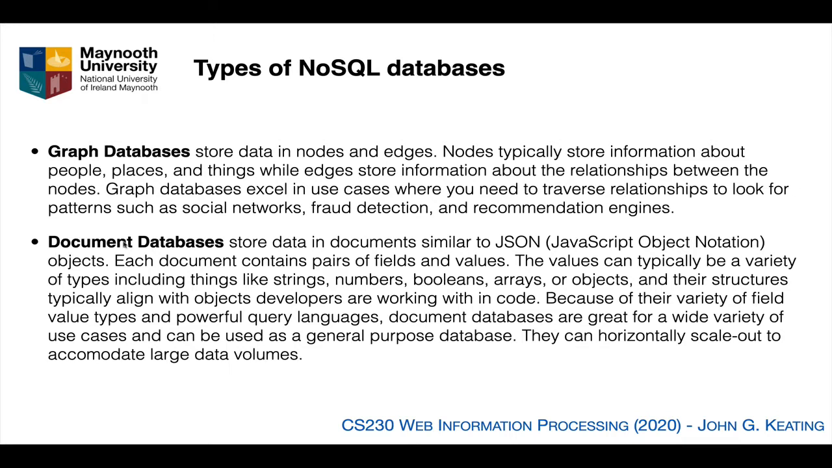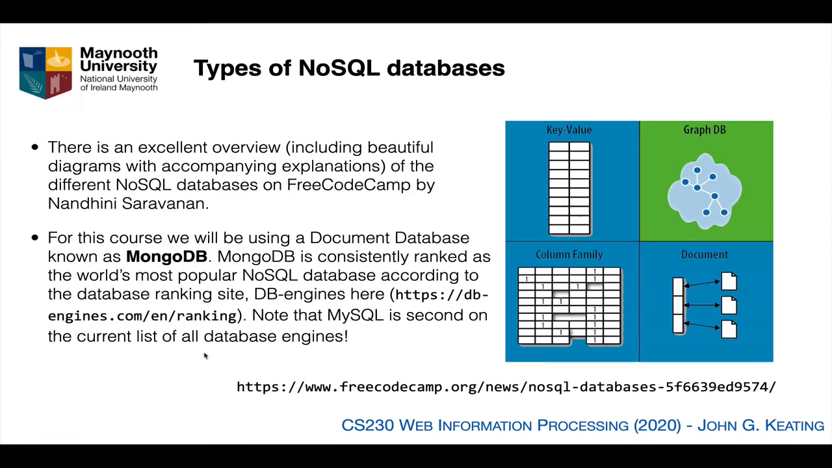You can stringify this, turn it into a string, send it over the network to a MongoDB database server, and it will be held in the database, and it'll work the other way around. It's nice. The thing about document databases is that they can horizontally scale out to accommodate large data volumes, and that's really attractive for us as developers of web environments.